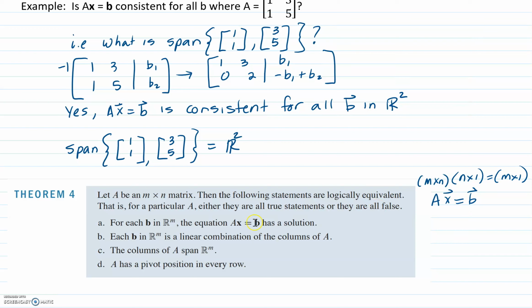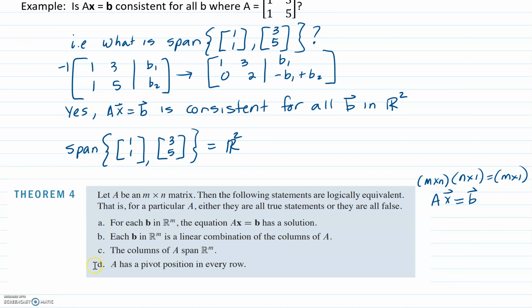The equation AX equals B has a solution, which is the same as in this last example, because it says for each. So that means AX equals B has a solution for all B in Rm, which we saw above here in example 1. That means that the span of the columns is all of Rm. In this case, it was all of R2, but the columns of A span all of Rm. And again, it's Rm because it spans all of B, and B is in Rm.